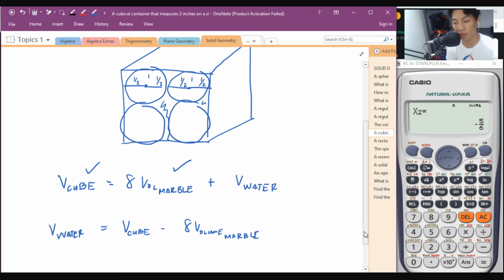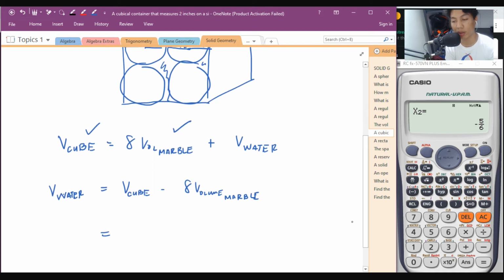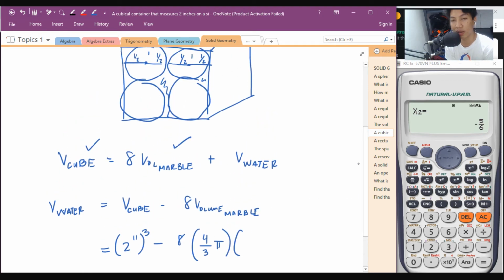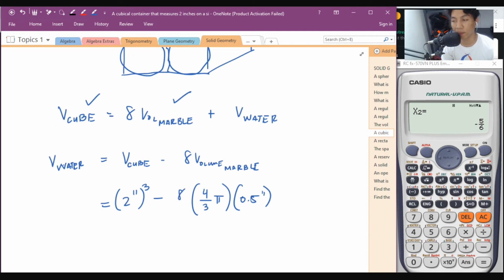We can solve it. So, what is the volume of the cube? You have 2 inches on the side. So, 2 inches, this is your cube. Minus, what is the volume of a sphere? Simple. 8 multiplied to 4 over 3 pi r cube. What is your R here, sir? What is R? 1 half, 0.5 inch. We can solve it.